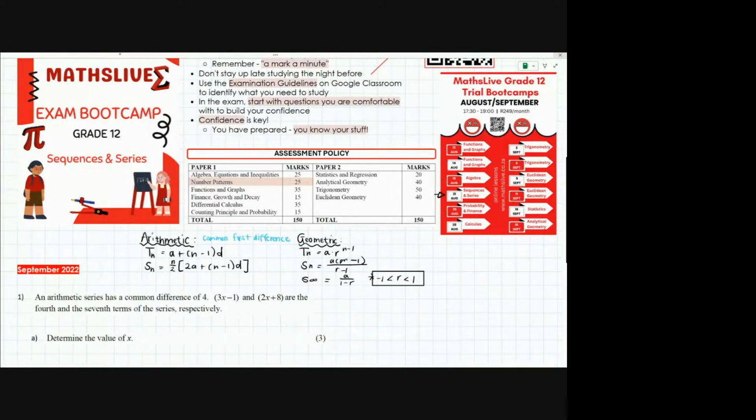Perfect. What is the defining characteristic then of a geometric sequence or series? Toriso? Then it has a common ratio. Excellent. Okay, this geometric has a common ratio. That's what the R stands for in our formulae down here. And then the other pattern that we work with is quadratic. Now, we don't work with the sum in quadratic sequences, but we do work with the actual sequence. What is the defining characteristic of a quadratic sequence?